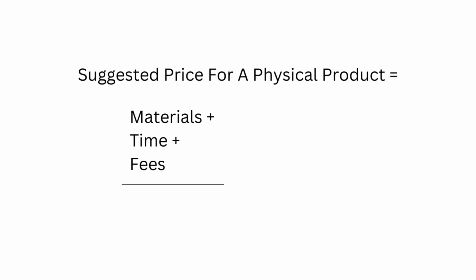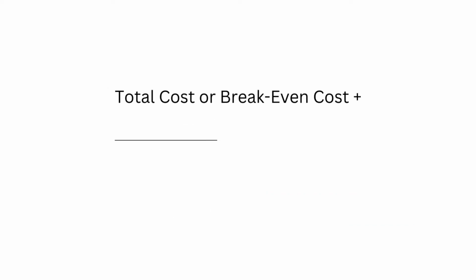So first, let's consider how you might price a physical product. Your suggested price for a physical product is determined by the sum of all your costs, which will include the cost of your materials in making the product, time invested in creating the product, plus any fees that you incur as a result of listing that product, maybe on a marketplace. So this will return a suggested price that if you sell it at that, you will break even on your cost and time. Now, from that suggested price, you then increase the value of it, which is your markup price or percentage, and that will be your selling price.